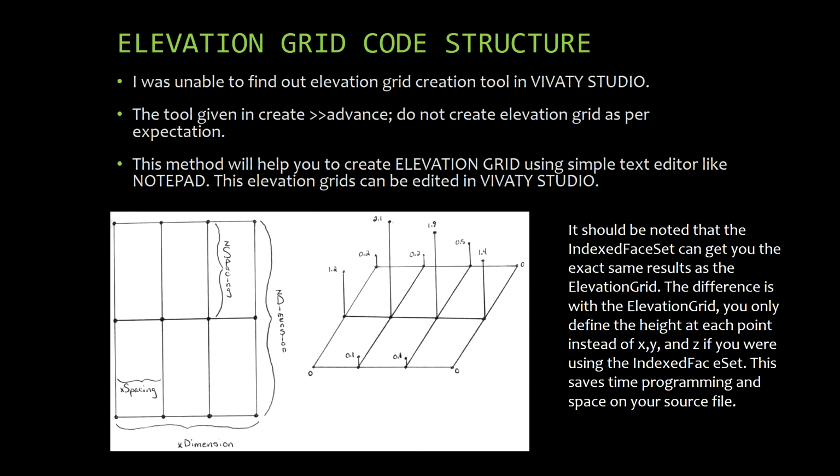Now the elevation grid code structure, let us understand that. As I have said, it is a planar structure having some heights in the z axis, and with this definition you can easily understand. We give the x dimension, we give the z dimension, and then we give the height.